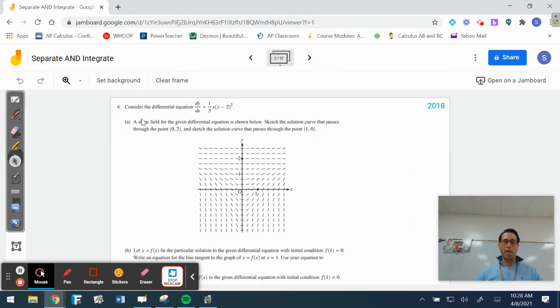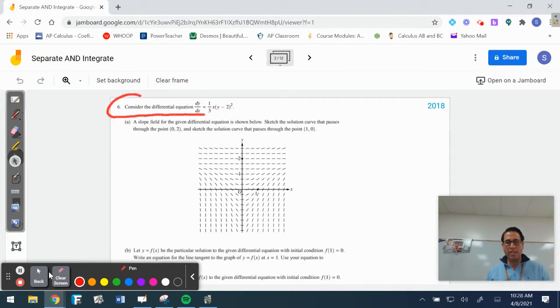First question, and what we're working on here is separate and integrate. So we're going to separate and integrate. We have a differential equation that we start out with, and sometimes these questions will ask us to fill in a slope field. This particular one says we have a slope field for this given differential equation as shown below. Sketch the solution curve that passes through (0, 2) and (1, 0).